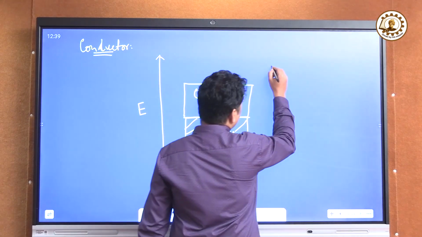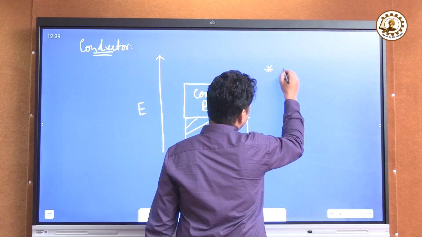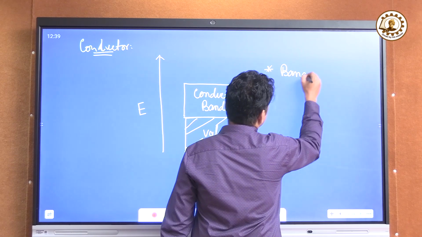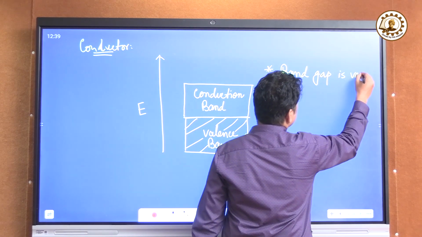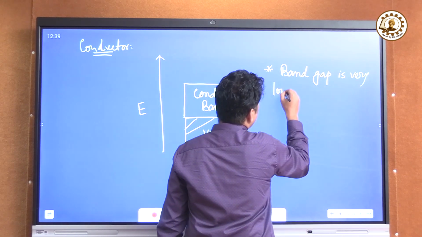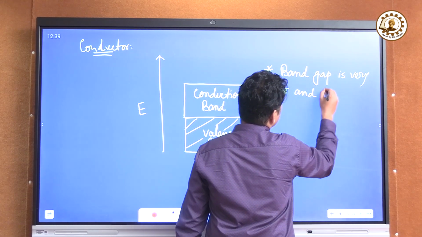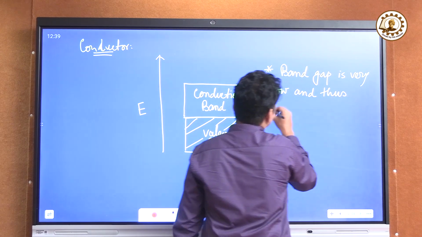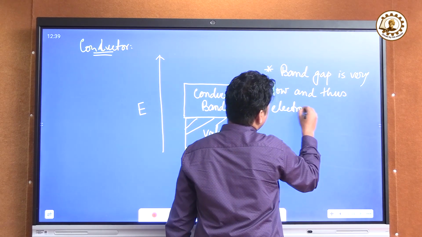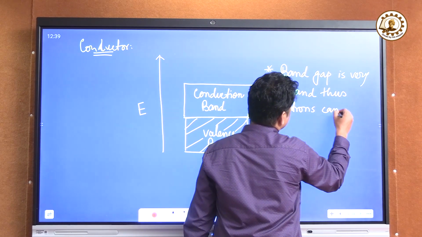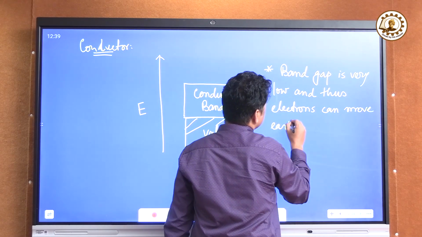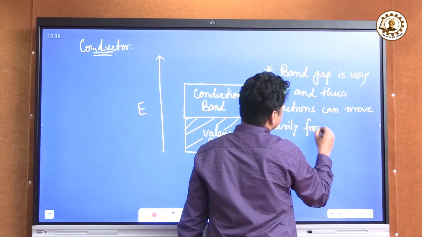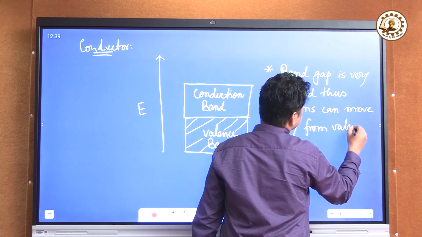So what we can note here, the band gap is very low, and thus electrons can move easily from valence band to conduction band.